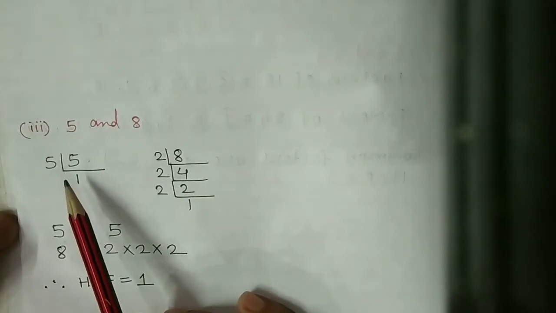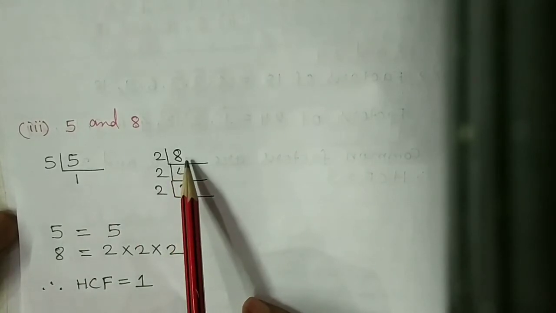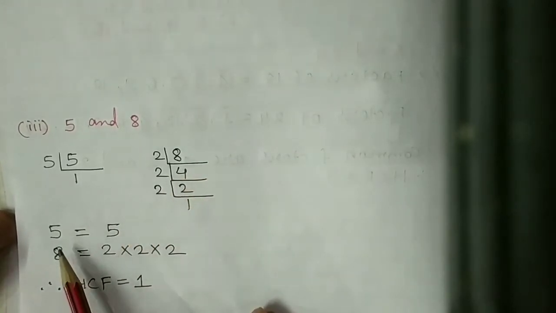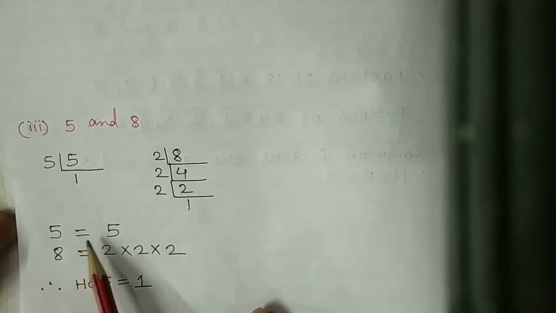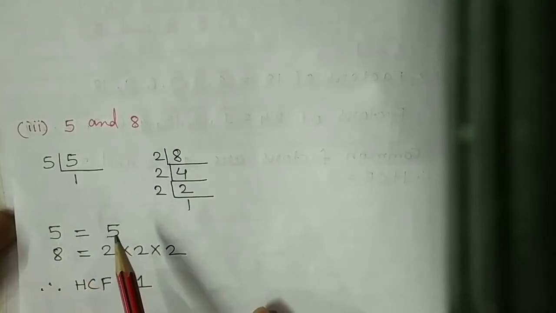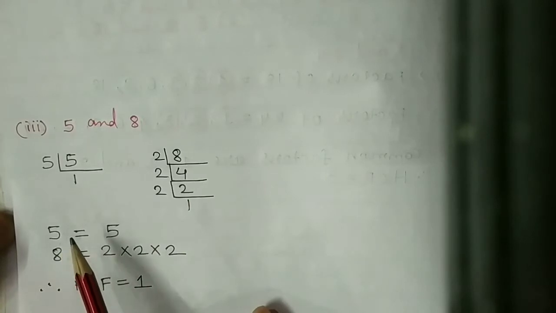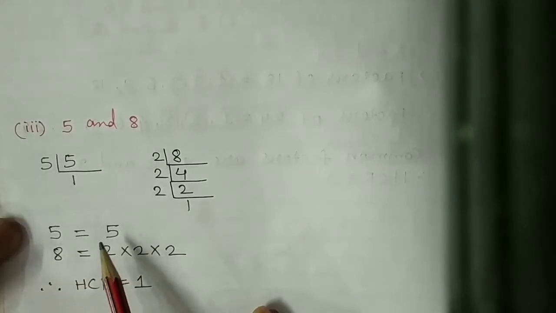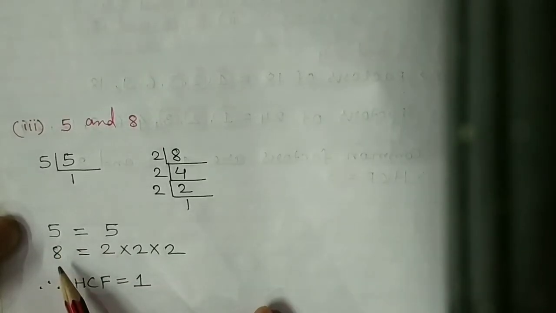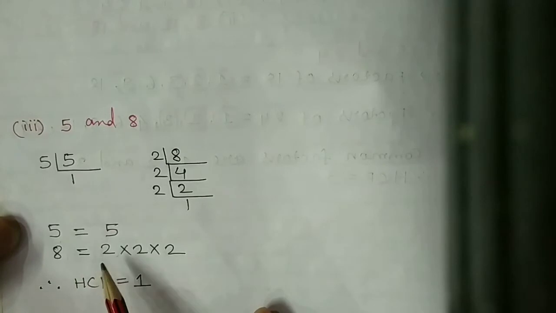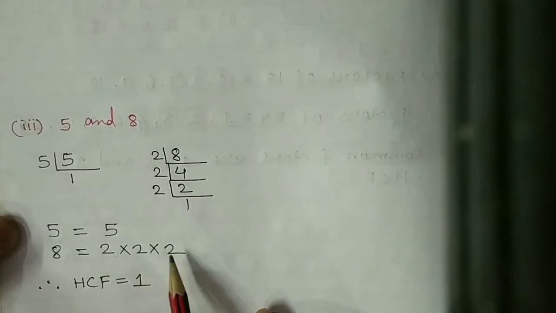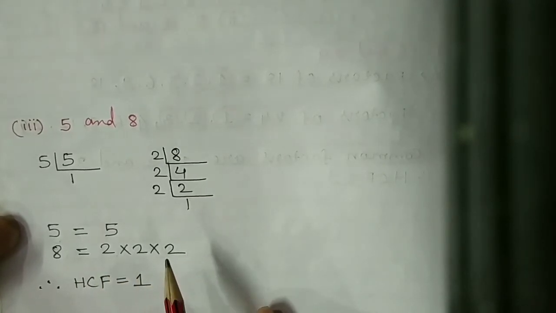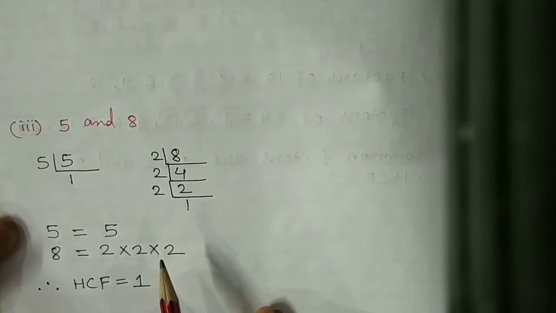So what I have written here? I have written the prime factorization of 5 and the prime factorization of 8. The prime factorization of 5 equals 5, because 5 is itself a prime number. And the prime factorization of 8 equals 2 into 2 into 2.